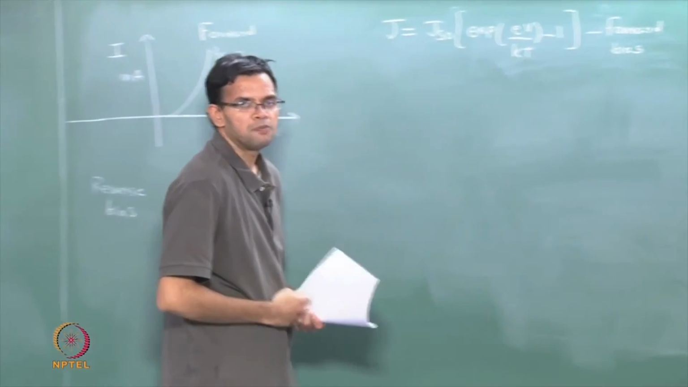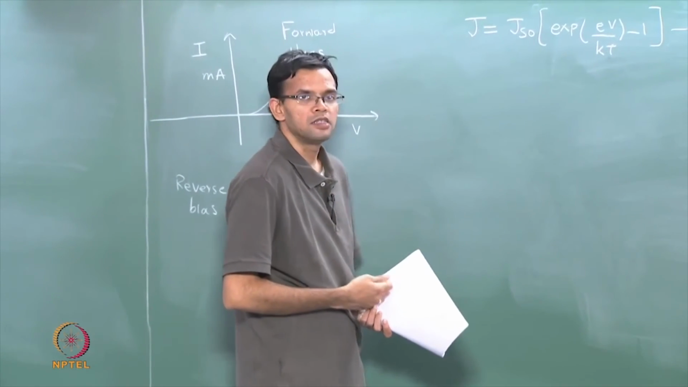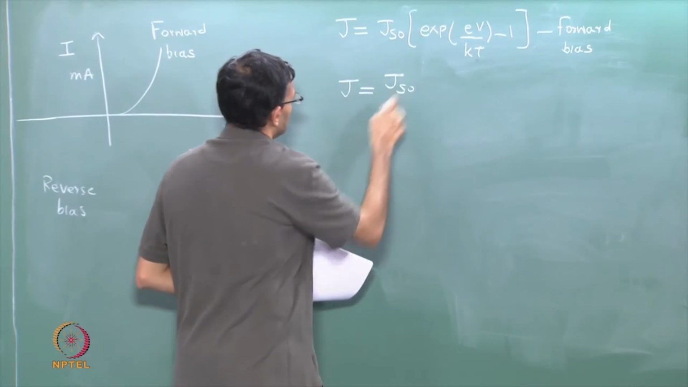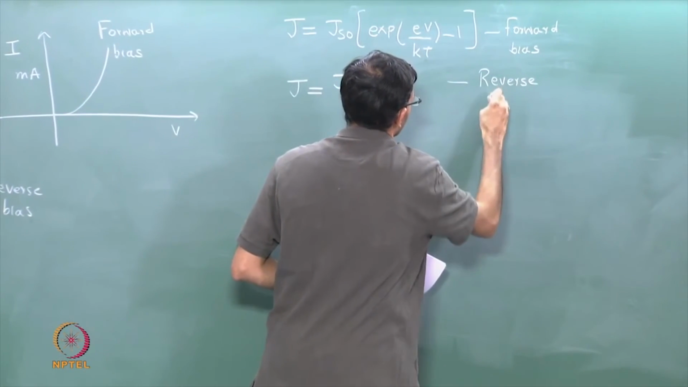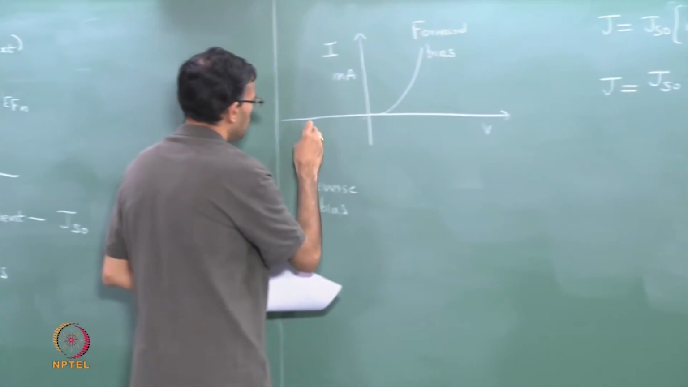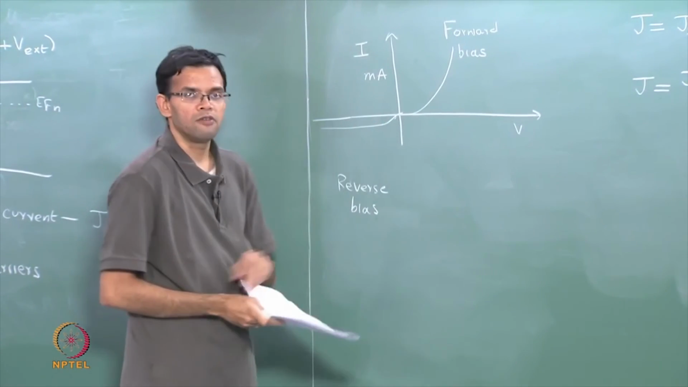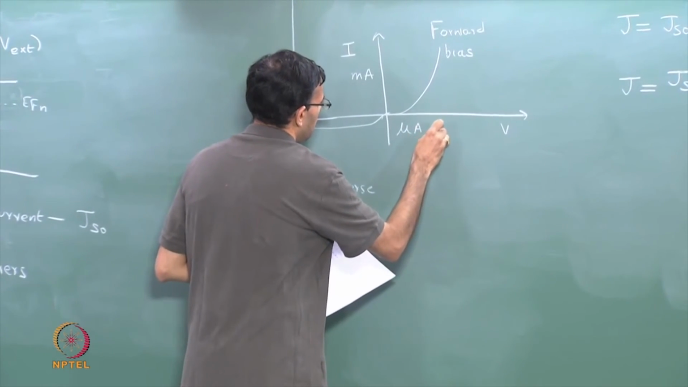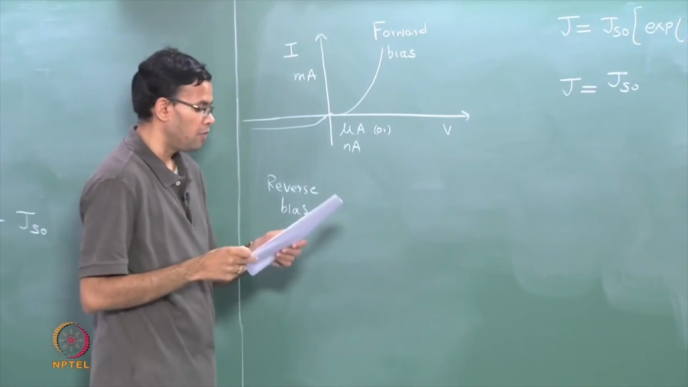In the case of a reverse bias, we found that we have a small reverse saturation current that is due to the diffusion of the minority carriers. So that J is just Js naught. This is in reverse bias. If you were to draw this, you would just draw a small reverse saturation current. The forward bias current is of the order of milliamps, the reverse bias current is either microamps or nanoamps. It is much smaller than the forward bias.